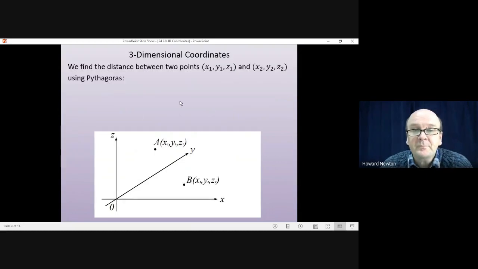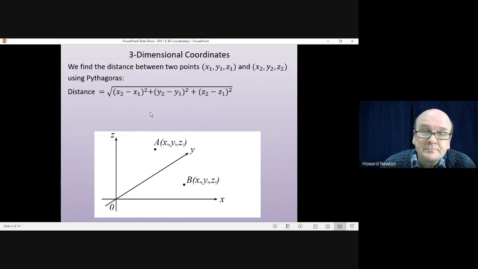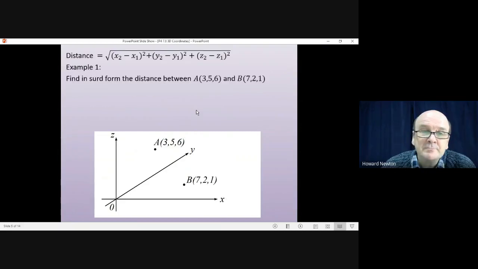To find the distance between 2 points, (x1, y1, z1) and (x2, y2, z2), we use Pythagoras. The distance between 2 points is the square root of (x2 minus x1) squared plus (y2 minus y1) squared plus (z2 minus z1) squared. Okay, let's do an example.